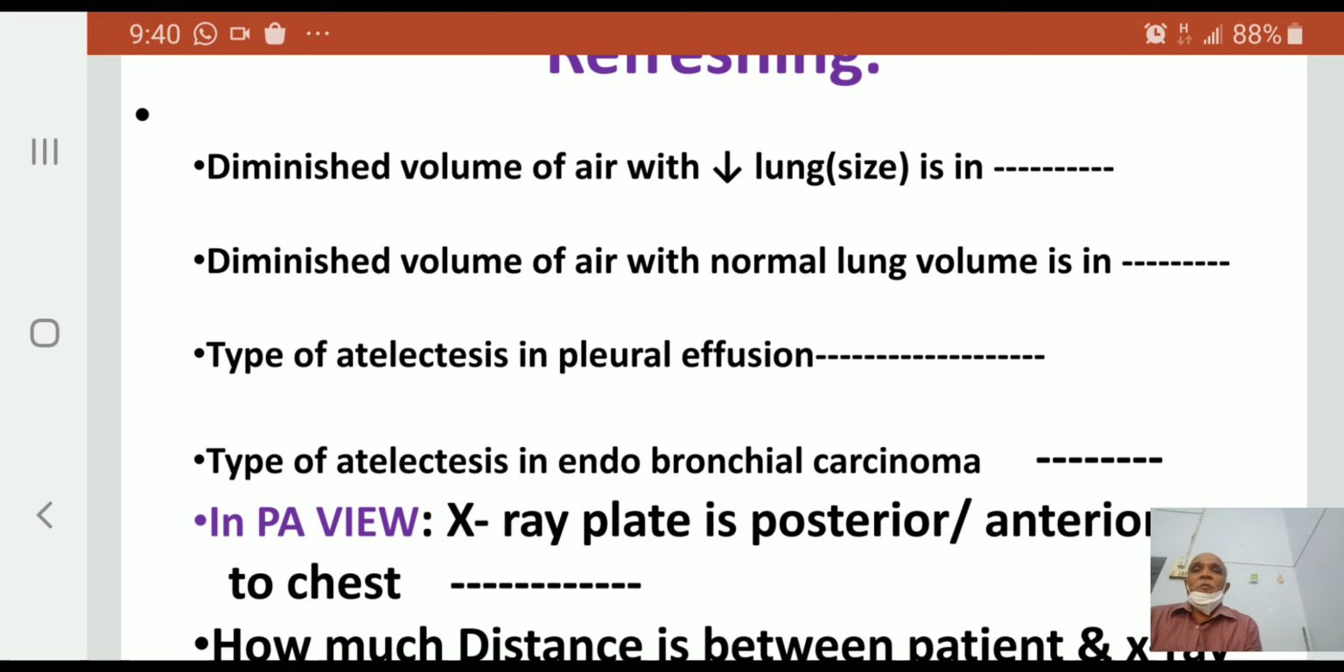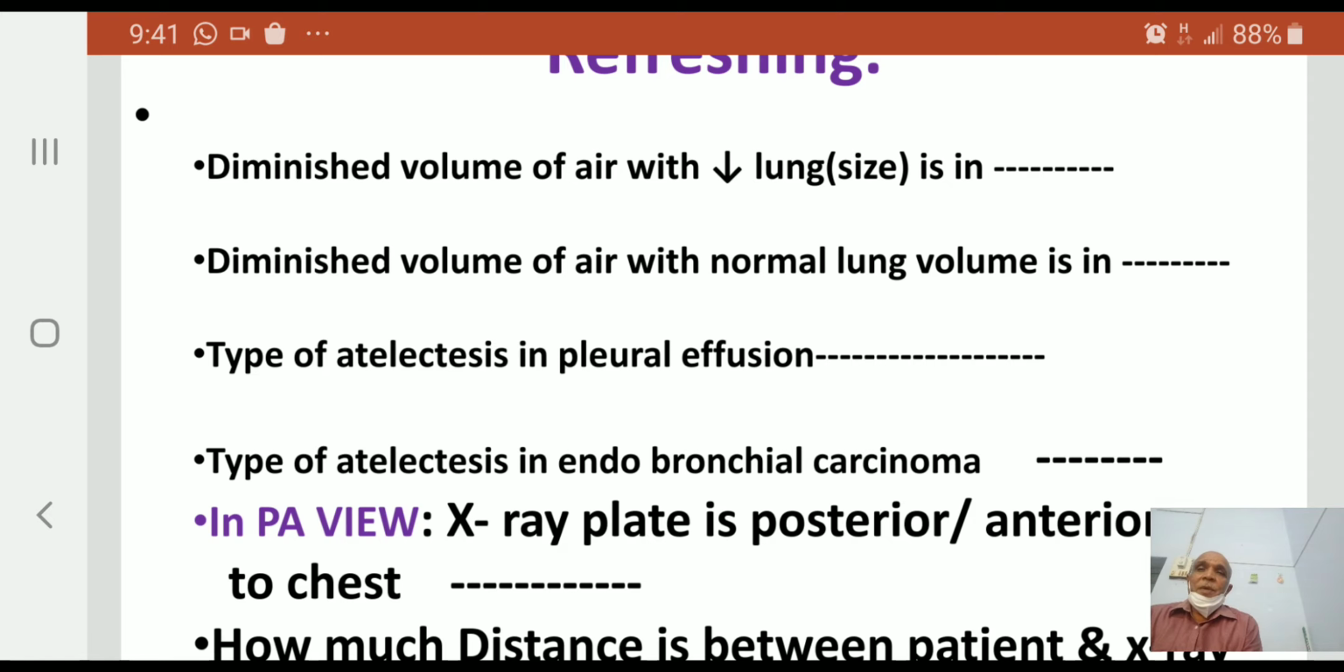Second, diminished volume of air without reduced lung volume occurs in airspace consolidation. In consolidation, only the air is replaced by a pathogenic organism, blood cells, or exudate, giving the picture of consolidation.